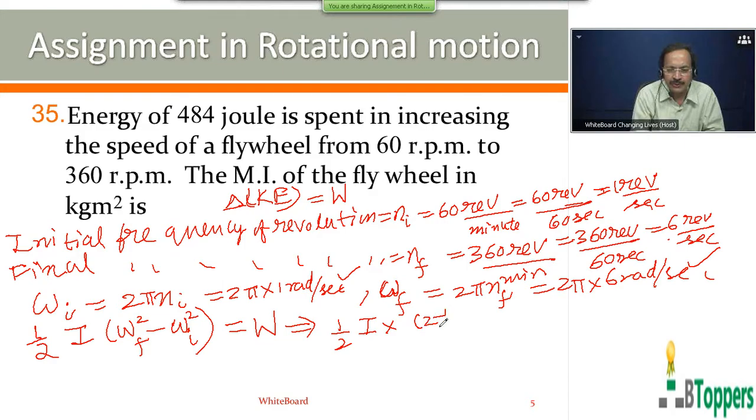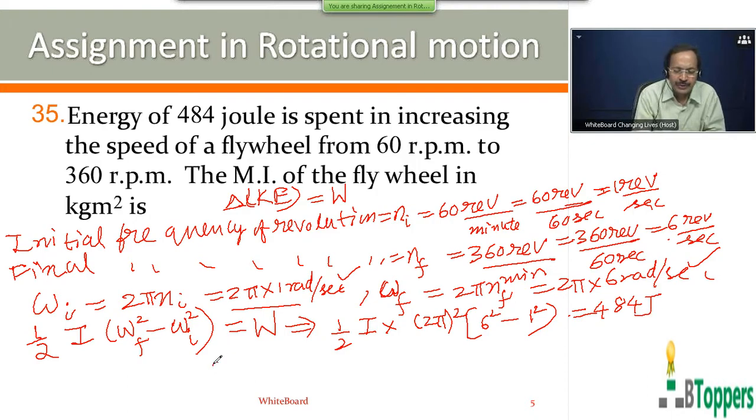Can take 2 pi square common here, into 6 square minus 1 square. Can take 2 pi common in both these terms. So that is equal to 484 joules. This you can simplify.